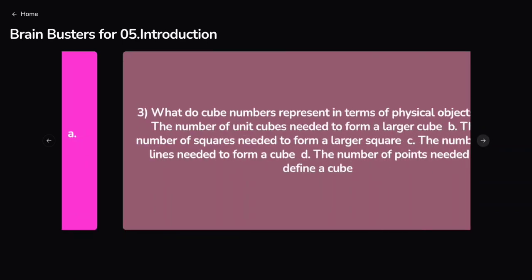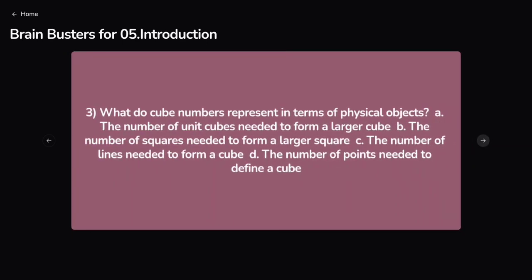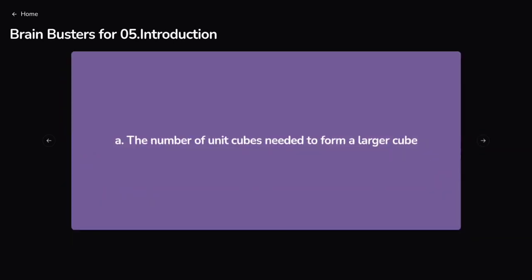Another one. What do cube numbers represent in terms of physical objects? The number of unit cubes needed to form a larger cube, the number of squares needed to form a larger square, the number of lines needed to form a cube, or the number of points needed to define a cube. Right now we discussed how the cube essentially defines a bigger cube, that is a physical cube object, and how many unit cubes are required to fill it up. So the number of unit cubes needed to form a larger cube.